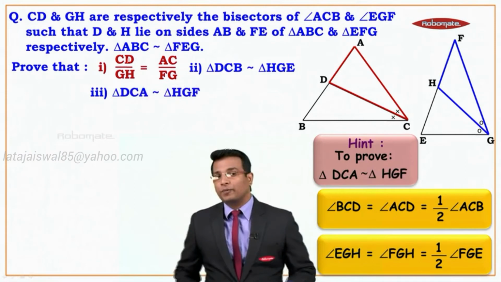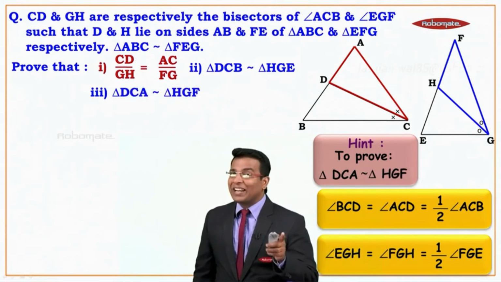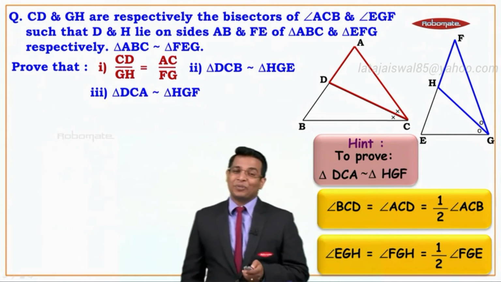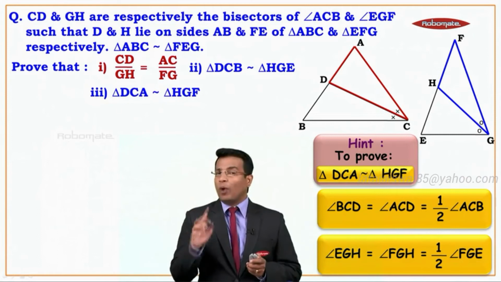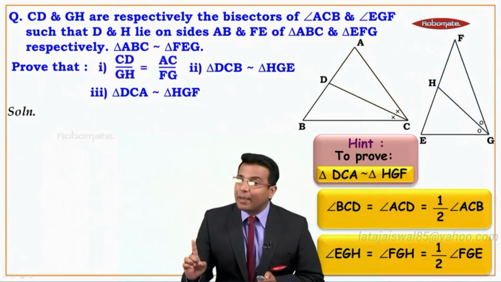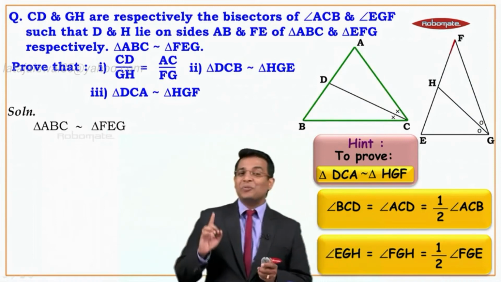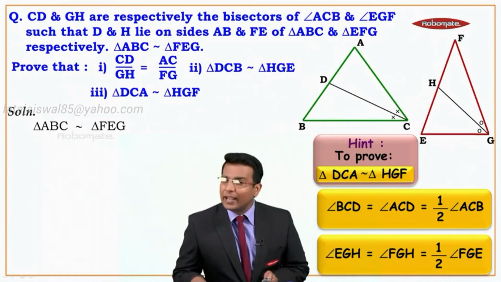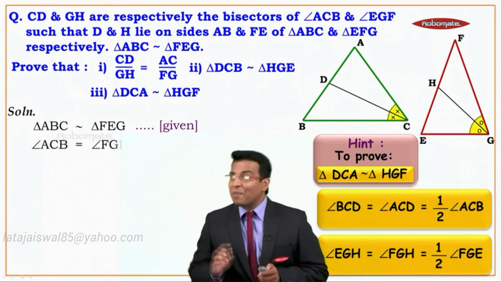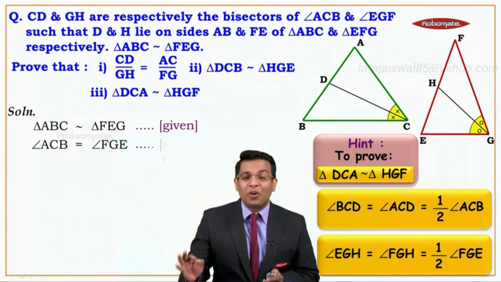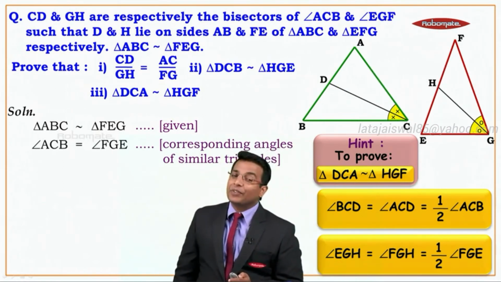Believe me, we get the proof. So we want these two triangles to be similar, and once we get it, we get the third part of the proof also. So let's focus on this. For that, we are going to use the given information. One more given which we have is that triangle ABC is similar to triangle FEG. Now, if these two triangles are similar, what can we say about angle C and angle G? We know that those two angles will be equal, because they are the corresponding angles of similar triangles. So we have this, right?